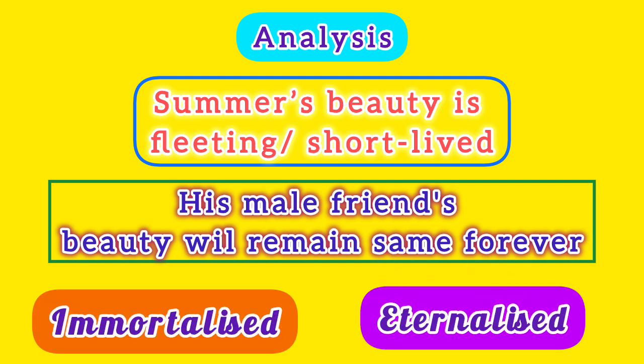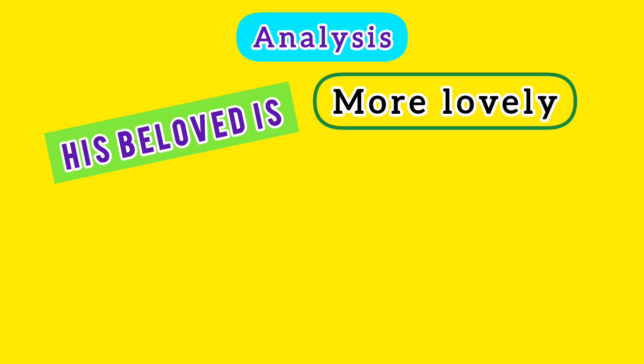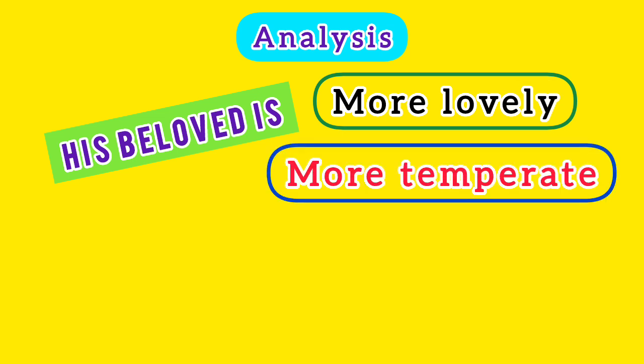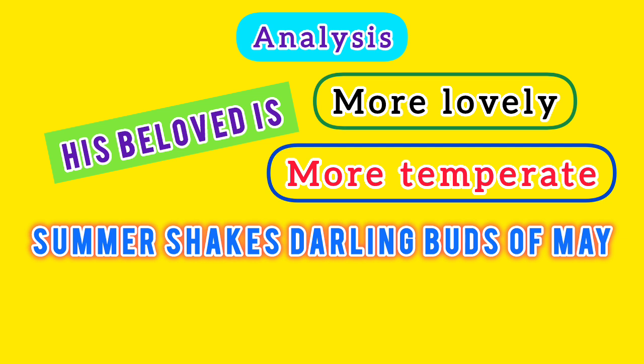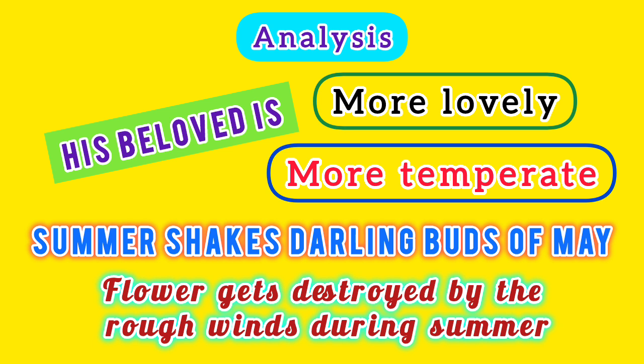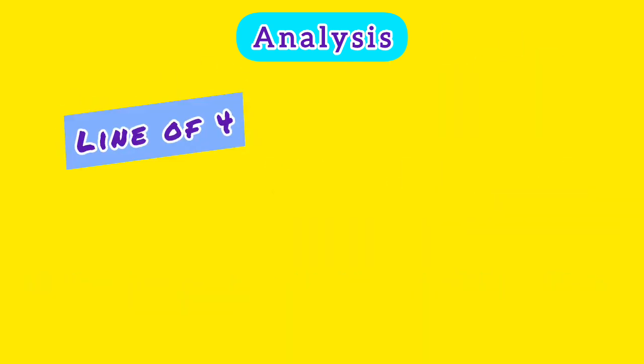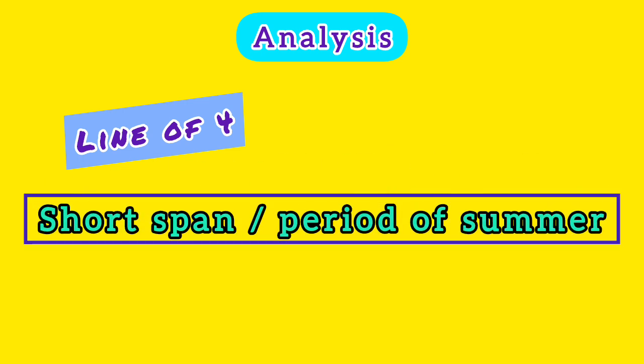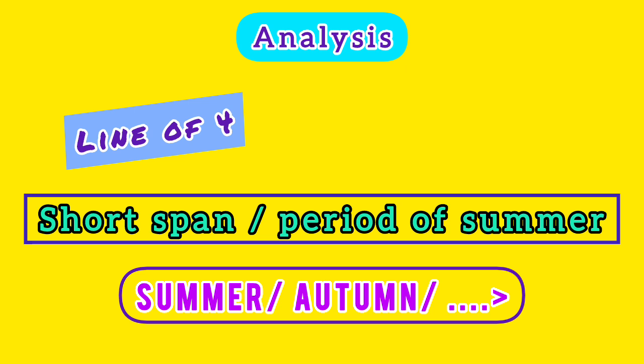get eternalized in poetry. According to him, his beloved is more lovely and more temperate, whereas nature or summer is not always gentle, as it shakes the darling buds of May. That is, the flowers used to get destroyed by the rough winds during the summertime. And in the last line of the first quatrain, the poet clearly mentions the short span of the summertime, as in due time another season will appear as far as the seasonal cycle is concerned.